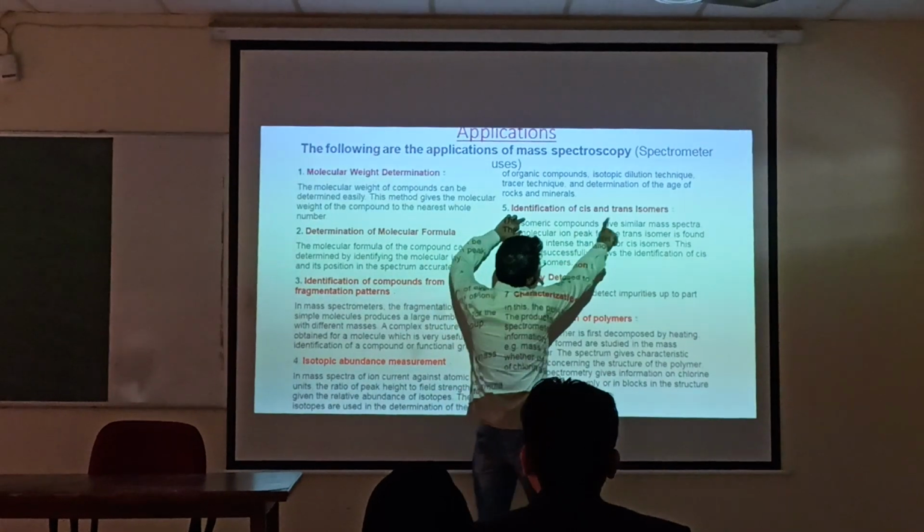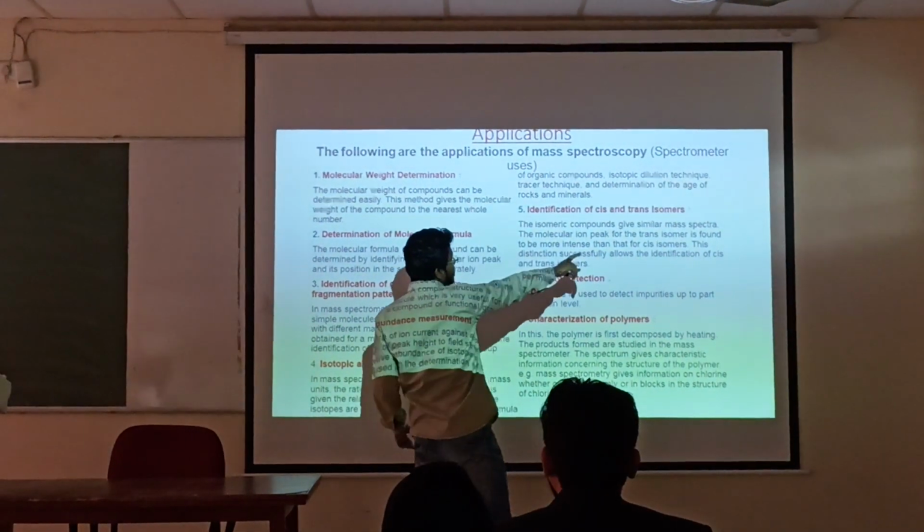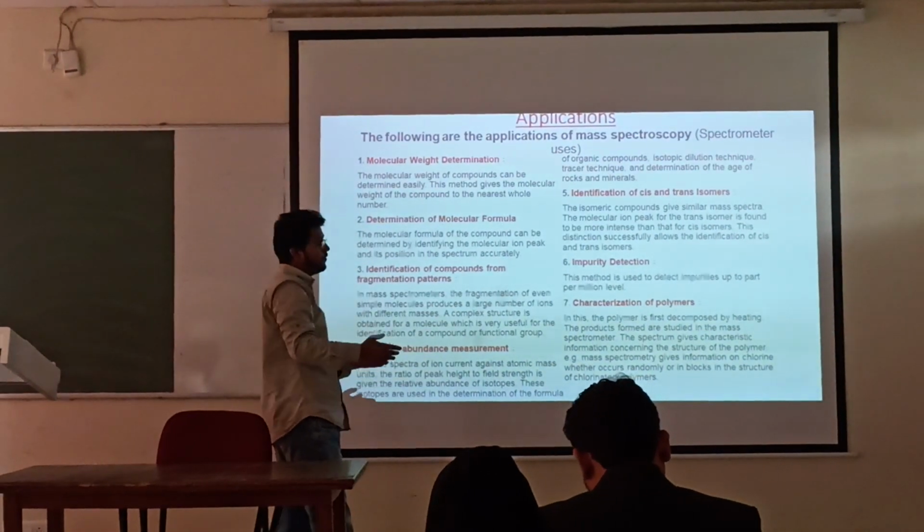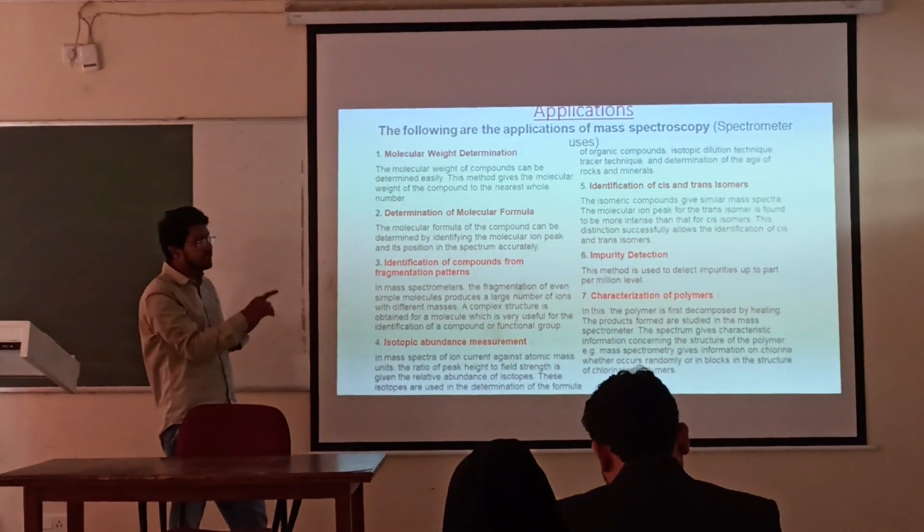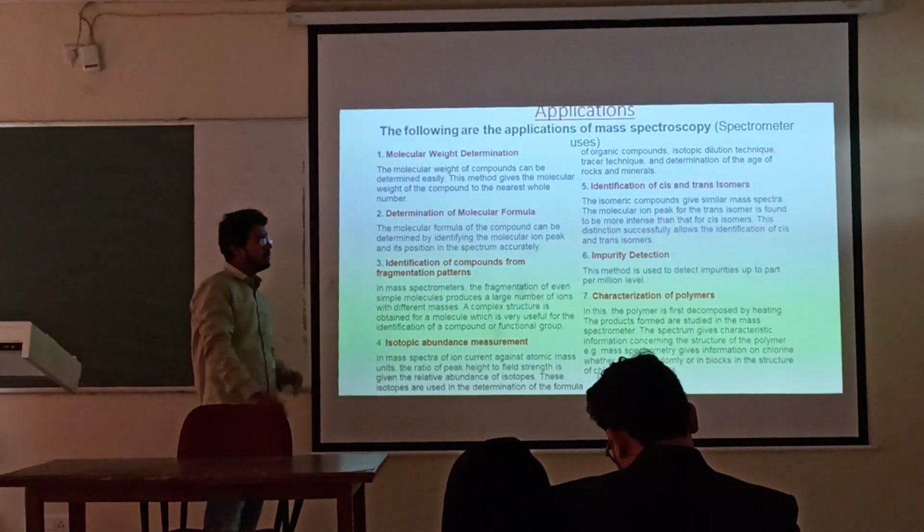In the identification of cis and trans isomers, the trans isomers will be more intense compared to the cis isomers, because the trans isomer will be found in more abundance.